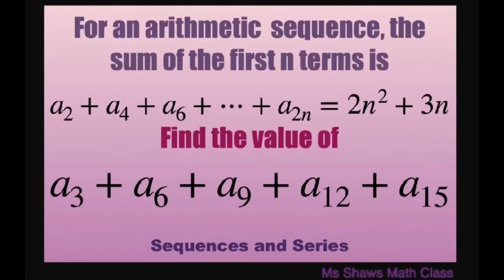Everyone. For an arithmetic sequence a sub n, the sum of the first n terms is 2n squared plus 3n. We're going to find the value of the sum a sub 3 all the way to a sub 15, and that's exactly 5 terms. So first, we want to find a sub n. If I can find a sub n, then I can use my formula and find this sum.